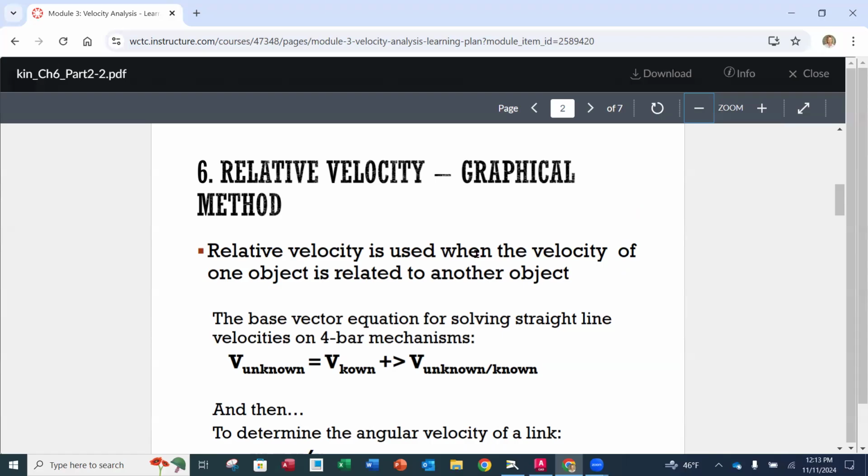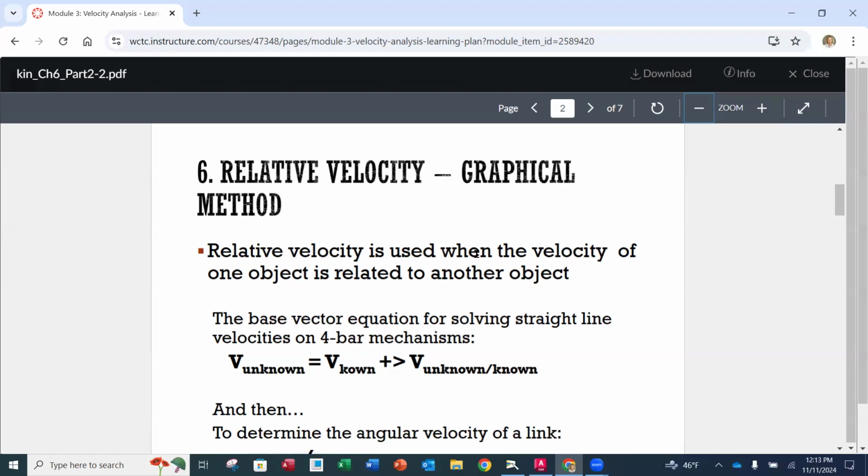So the base vector equation for solving straight line velocities on 4-bar mechanisms. Now, these are the V's. It depends on the path that a particular link is going to take, but we always have at least one or two that are going to be rotating about a center. So they're going to have that straight line velocity component to it. These are the V's, not the alphas, not the rotationals. So these are the straight lines. We're going to identify the velocity of something unknown, that's going to be downstream, like maybe link number 4. We want to know what is the straight line velocity on that.